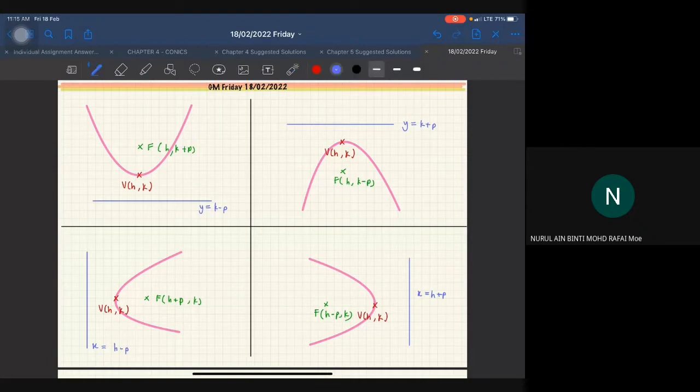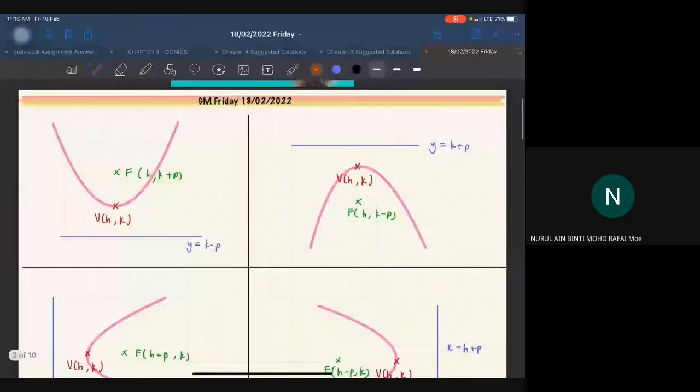Okay, so I will just recap this one. Right, so if you have any question, you can ask lepas saya recap ni. Okay, so untuk yang pertama sekali, dia punya equation, saya buat warna coklat. Okay, so first one, equation dia adalah x minus h square equal to 4p and then you have y minus k. Okay, so kalau dia positif, dia akan senyum ke atas.